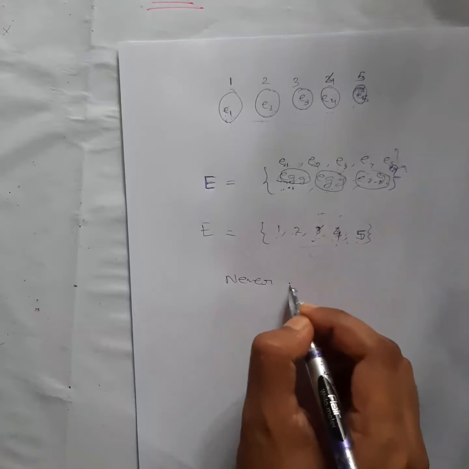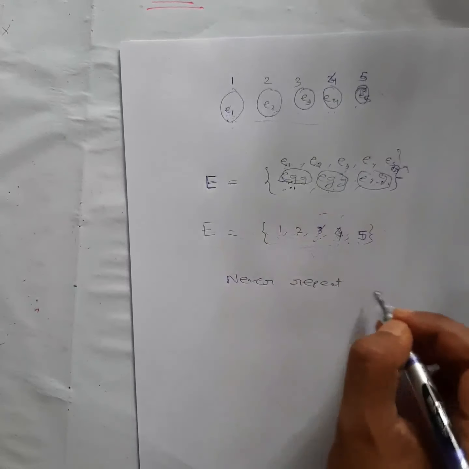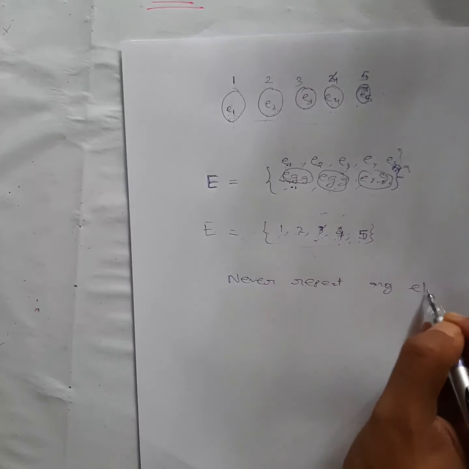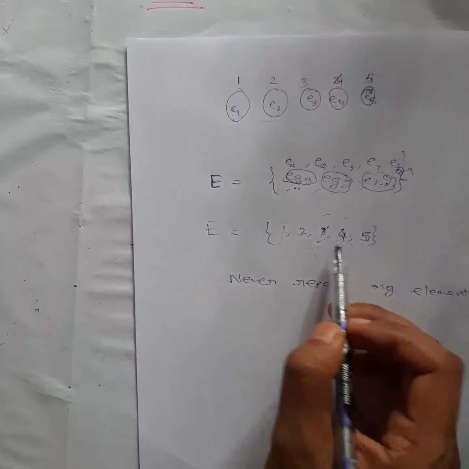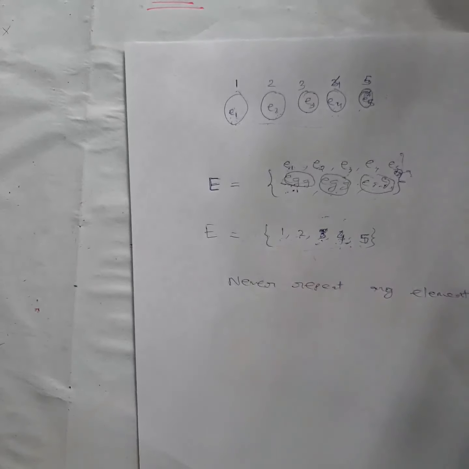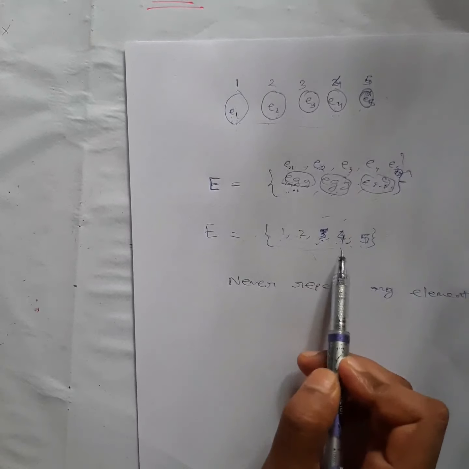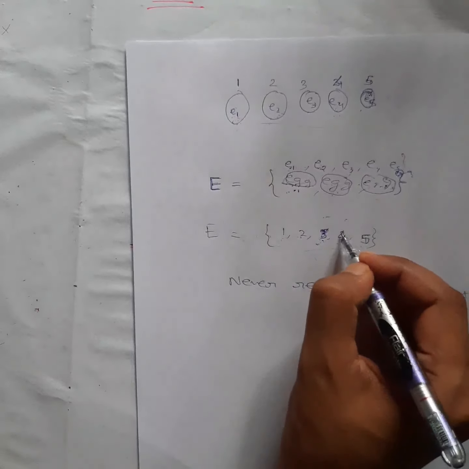Never repeat any element. Okay, we don't repeat. That's why we used to say collection of distinct objects. Now see why collection of distinct objects.